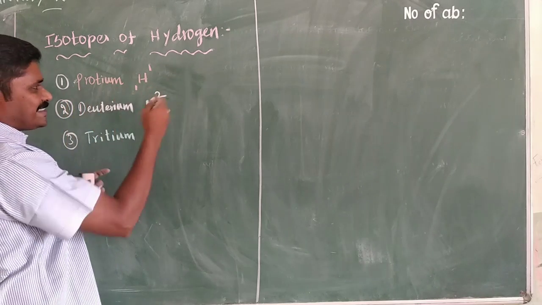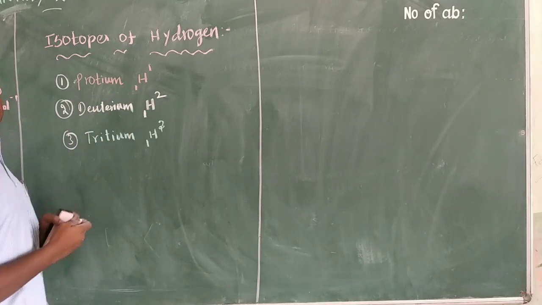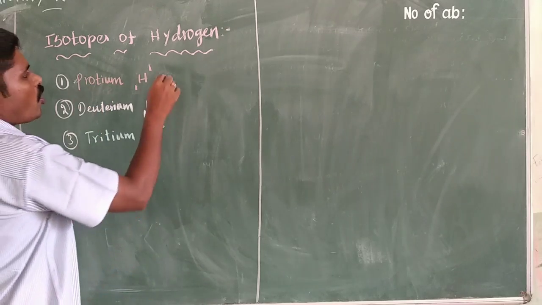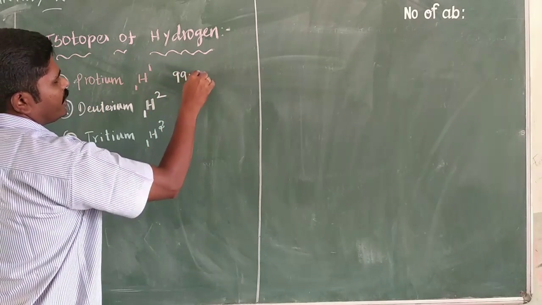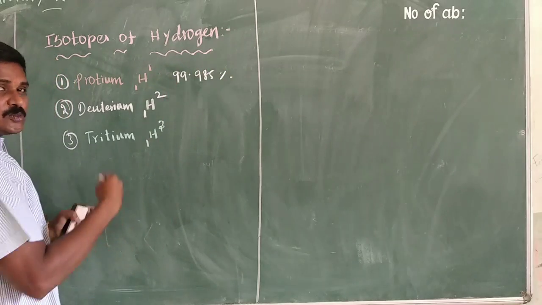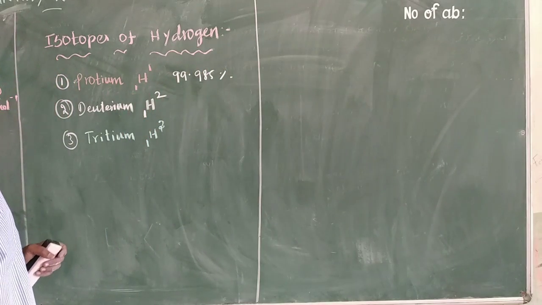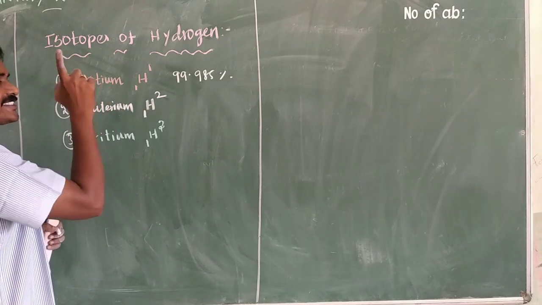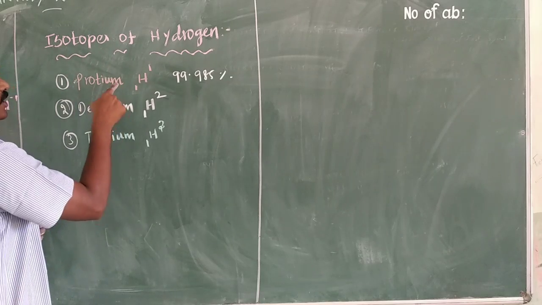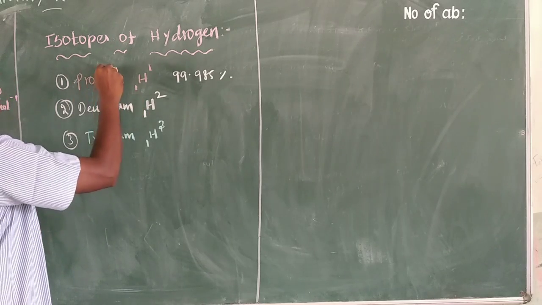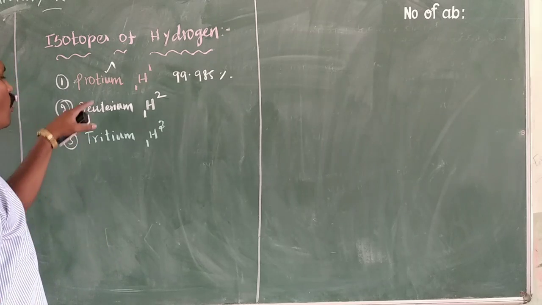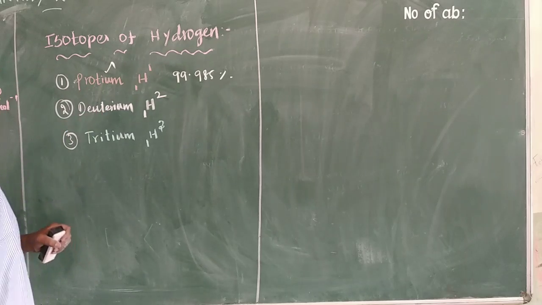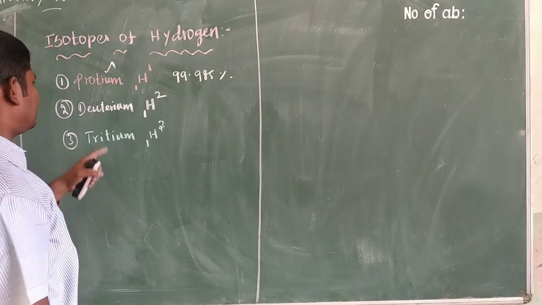Protium is the predominantly occurring hydrogen isotope, occurring at 99.985% in atmospheric hydrogen gas. The protium isotope does not contain a neutron. It is the only isotope that does not contain a neutron in the nucleus; the others have neutrons present in the nucleus.